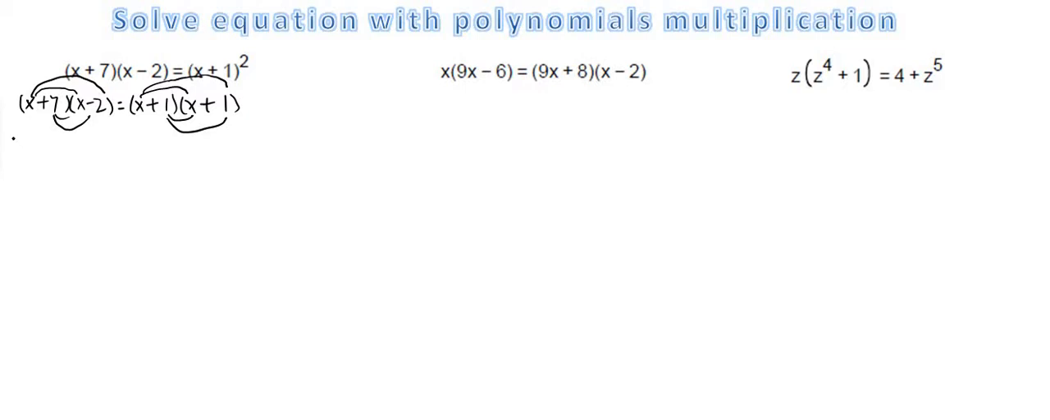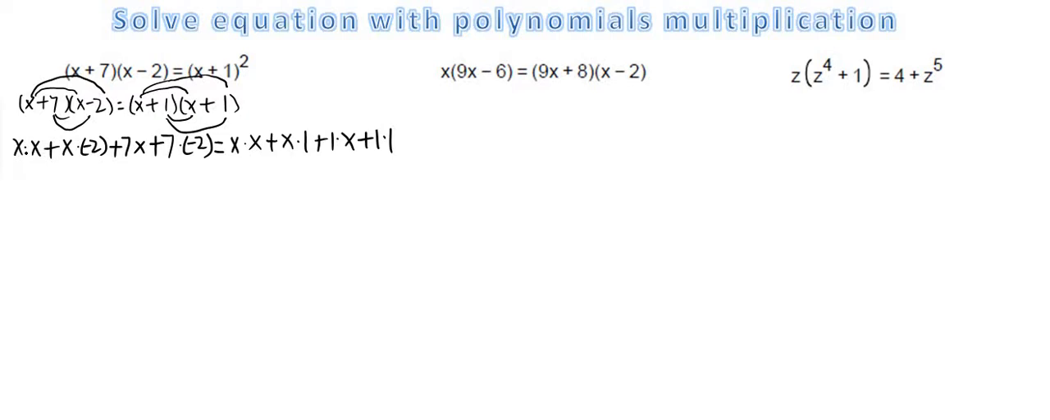So we have x times x plus x times negative 2. When you multiply by a negative number, I strongly recommend you write down the parentheses. Then 7 times x, 7 times negative 2, and x times x, x times 1, and 1 times x plus 1 times 1.